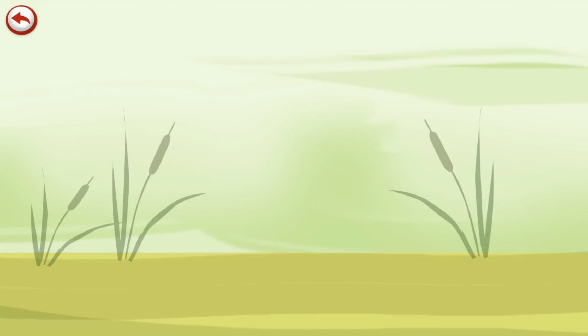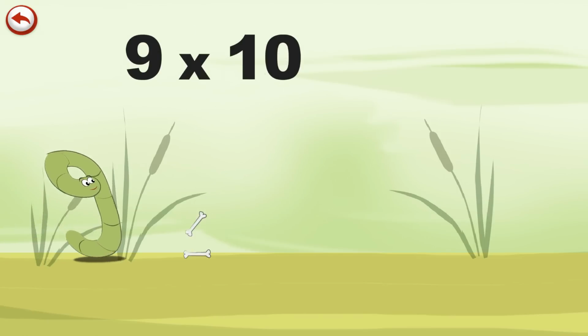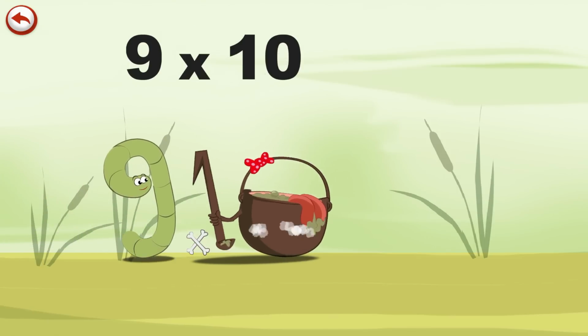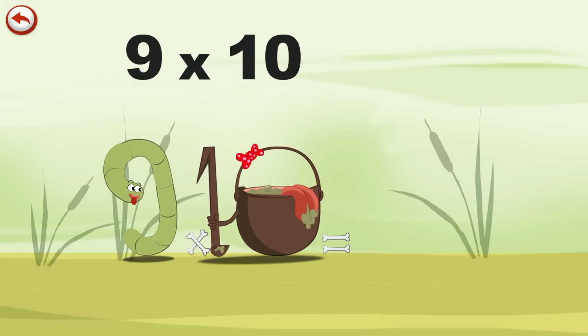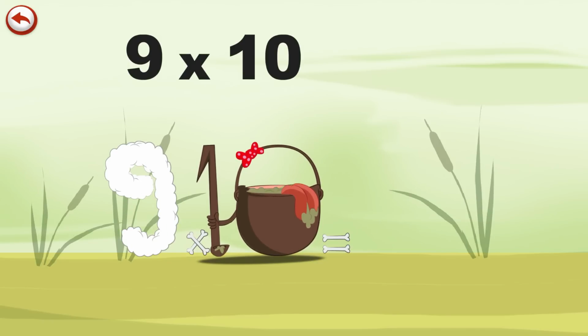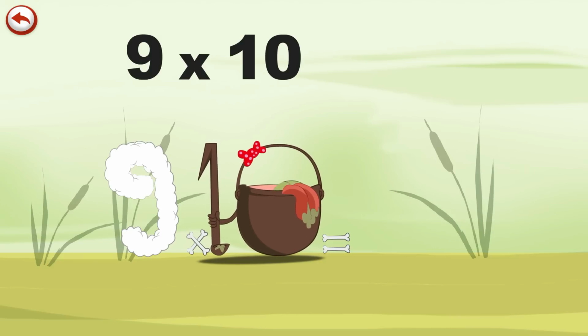What's the story of 9 times 10? When SlimyNine meets the potion MagiTen, it makes him very, very hungry. He dives headfirst into the cauldron and comes out feeling very full.